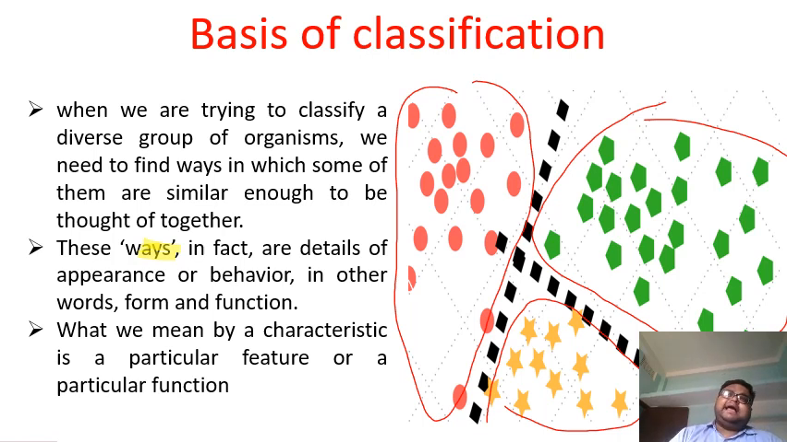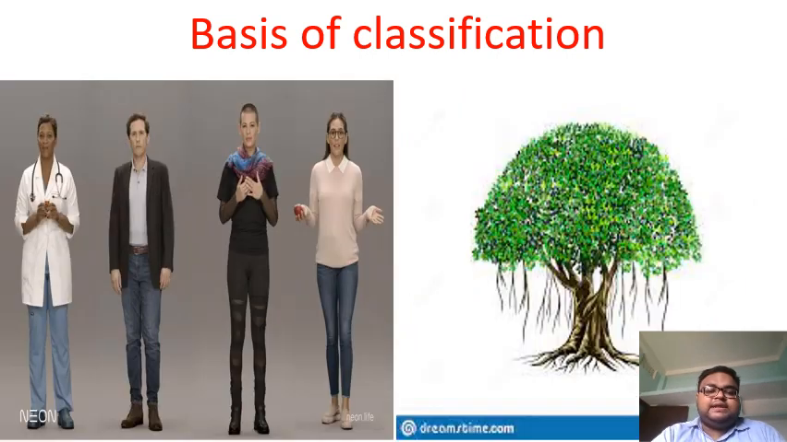Words, forms, and actions, right? So what do we mean by characteristics? By characteristics, we mean that it is a particular feature or a particular function, right? So what is the basis of classification, students? Characteristics, okay? So the characteristics is the basis of classification.